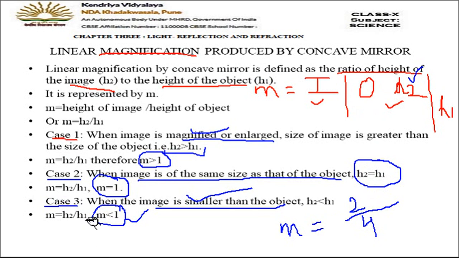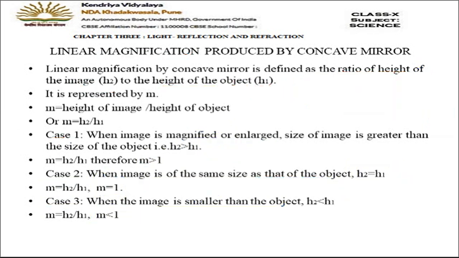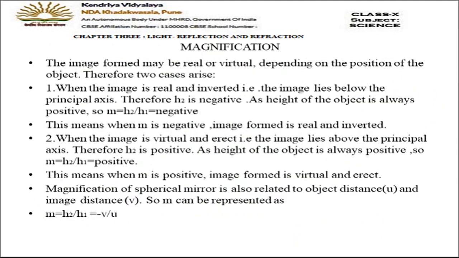And three cases we have studied. What happens if the image is large? What happens if the image is of the same size? What happens if the image is smaller? So if the image is large, M is greater than 1. If both are the same, then it is 1. And if the image size is smaller than the object, then M value will be less than 1. Okay, fine. Let's move on to the next topic now.